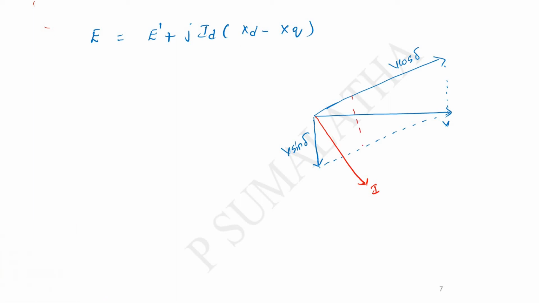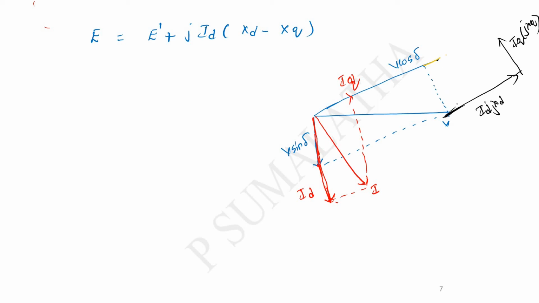Similarly, the current will be divided into two components. One is IQ, another one is ID. So the ID component is from here to here, right? So if you add, this will be the ID into JXT drop, and this will be the IQ into JXQ drop.